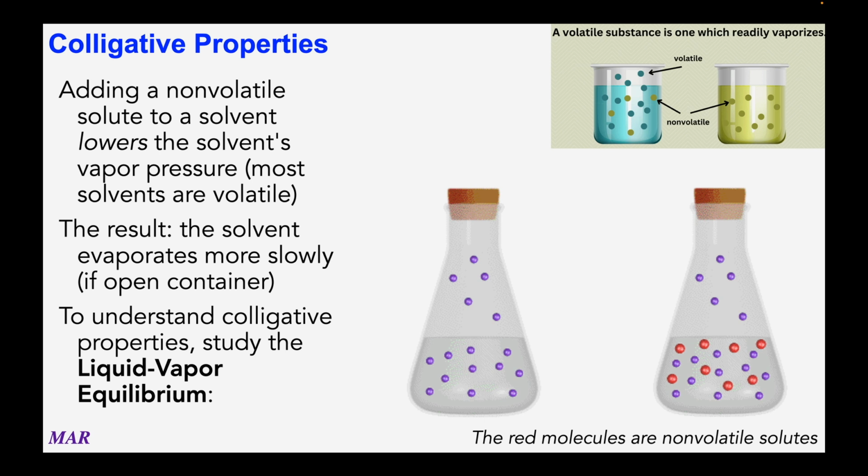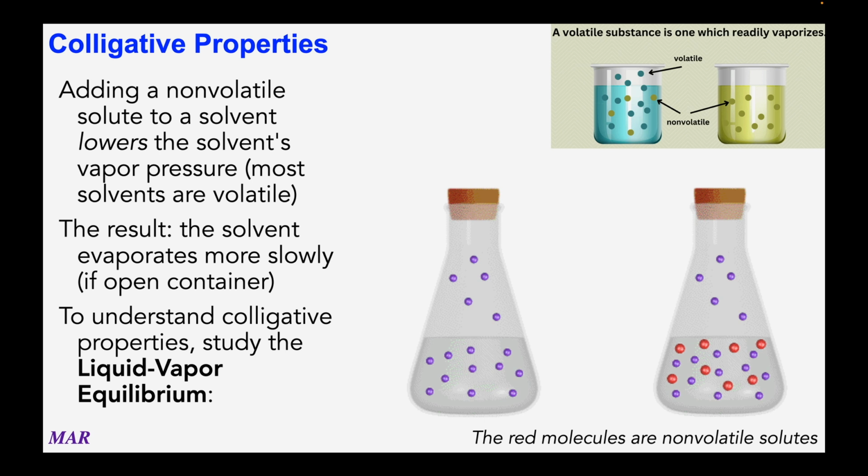So I'm going to show you a video here in a second with two little Erlenmeyer flasks. They're both capped, but the left-hand side has only purple solvent molecules. And you can see that there are purple solvent molecules in the liquid, and there's also purple solvent molecules above the liquid. So the ones above the liquid would be the vapor pressure, and the ones dissolved in the liquid there, those would be the solvent molecules.